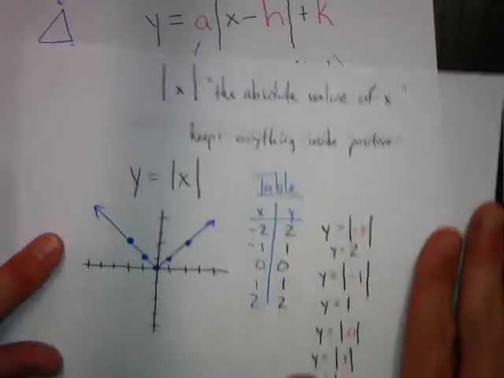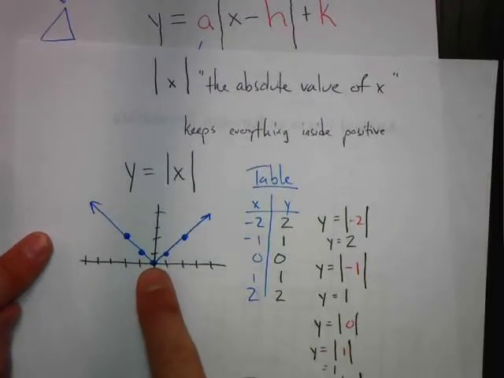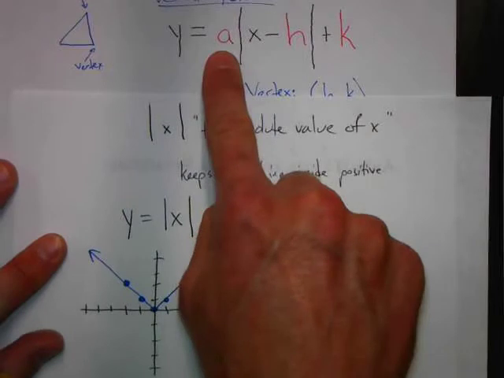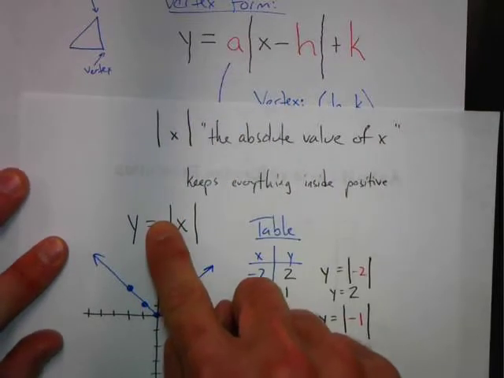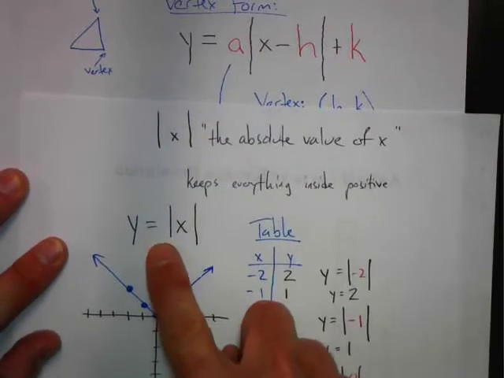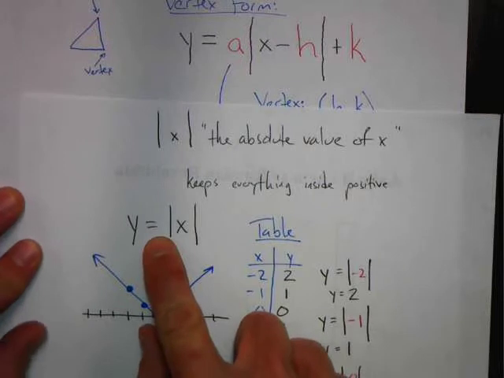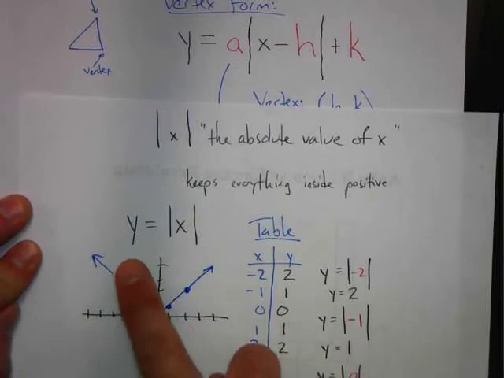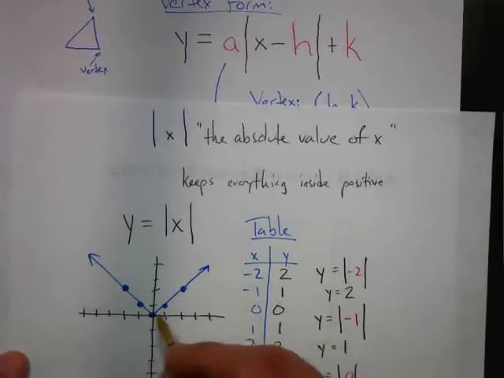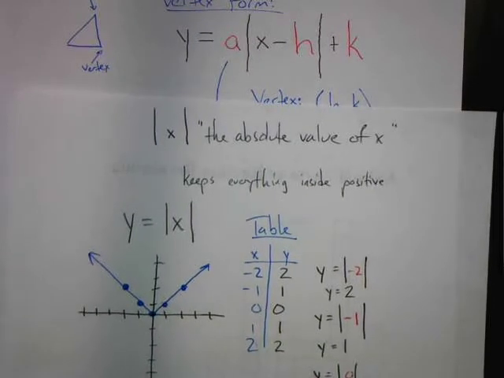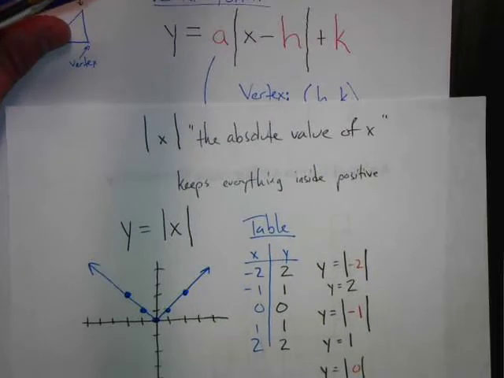And look at the picture. The vertex is at 0, 0. You can't see an a out in the front. So it's like the a is 1, positive 1. That means it's opening up and a slope of positive 1. Rise 1, run 1. So we can even apply this to what we did yesterday.